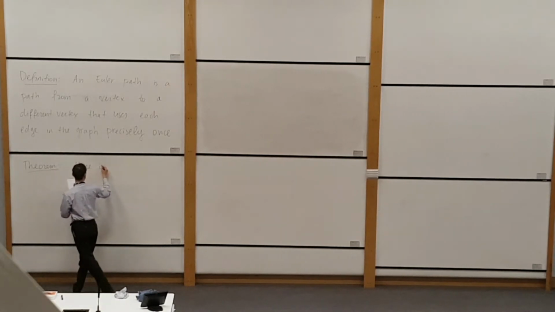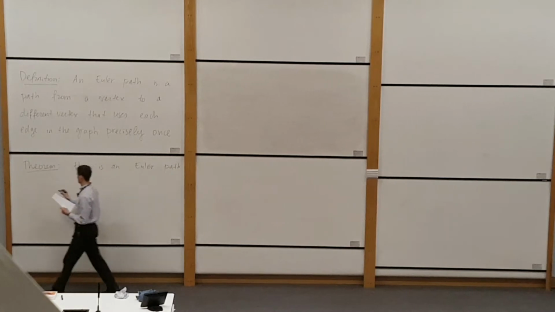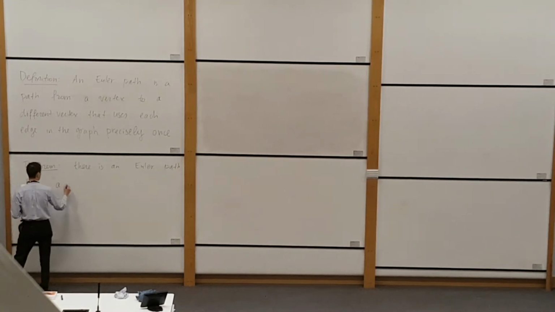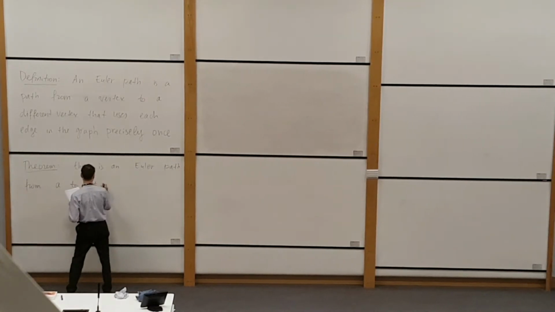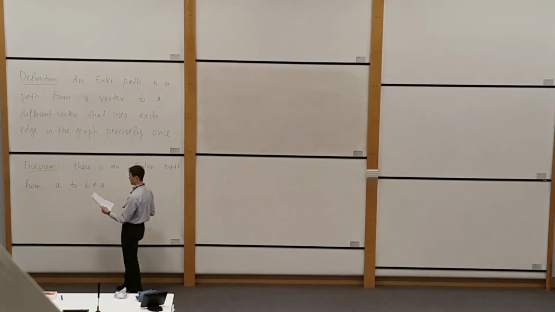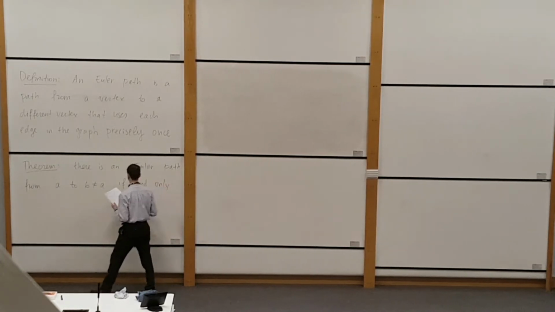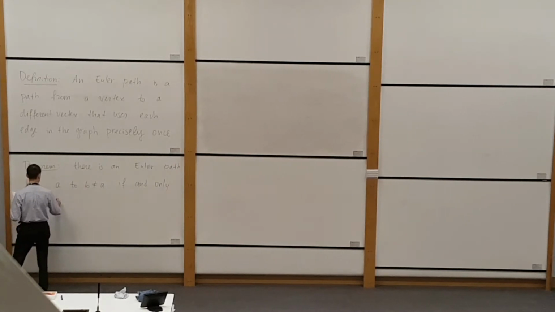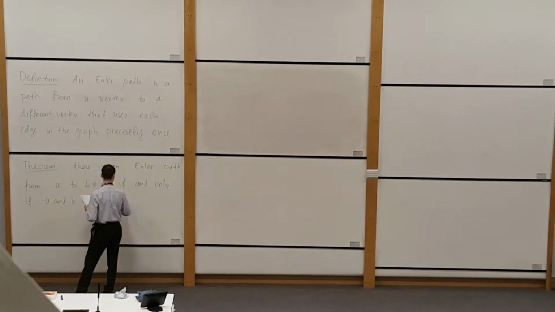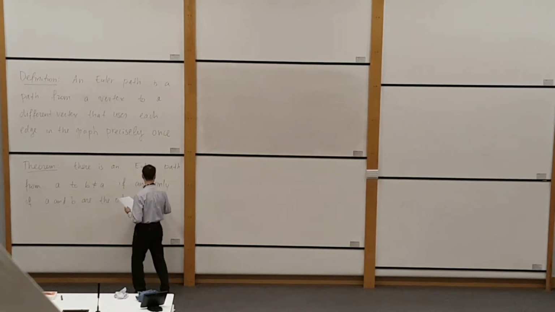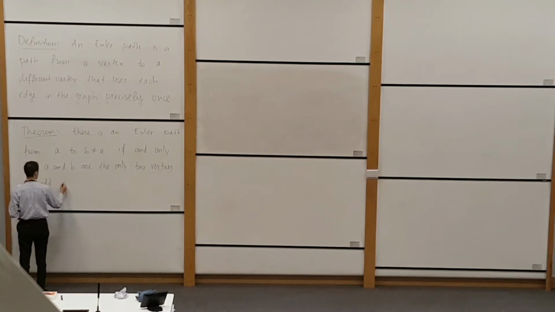There is an Euler path from A to B, where A and B are two vertices, and B should not be equal to A, right? Two different vertices. Different labels usually mean different vertices. If and only if A and B are the only two vertices of odd degree.